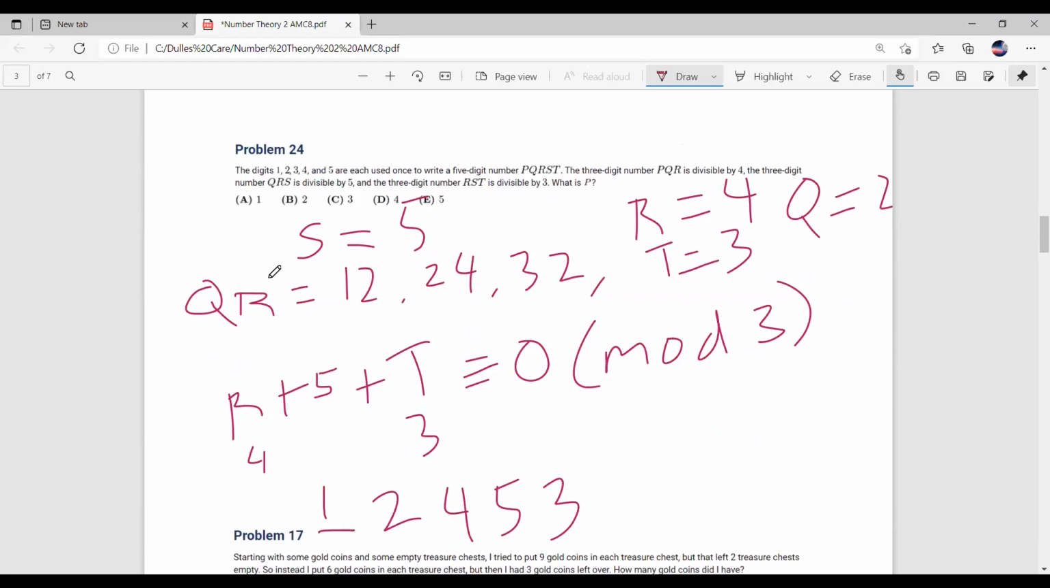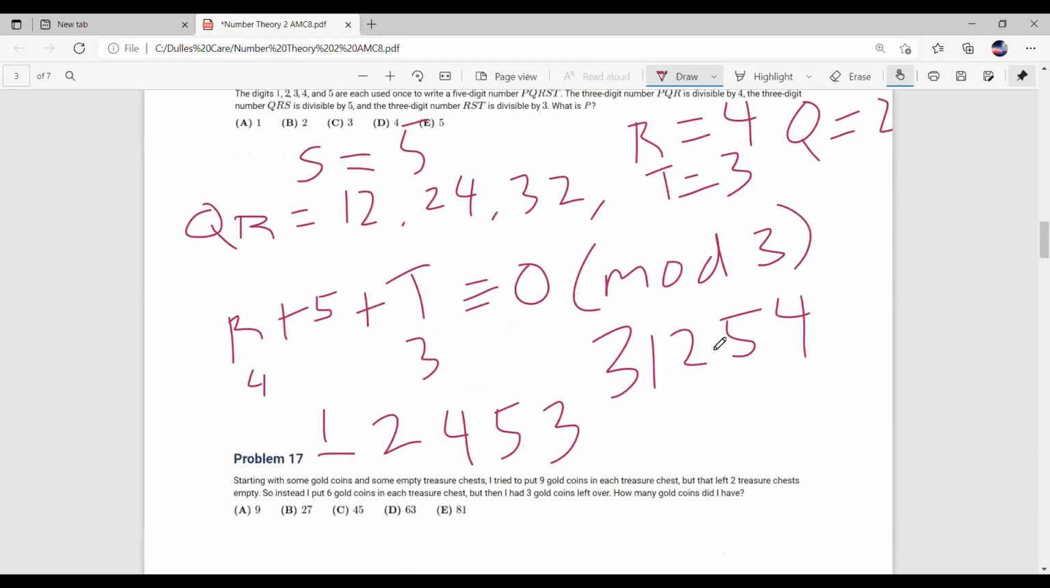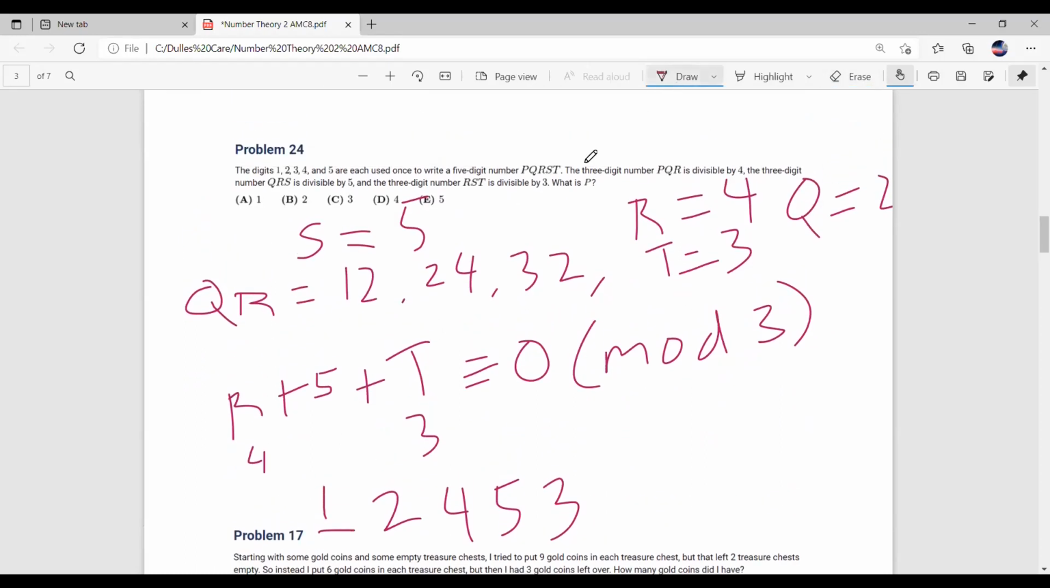Wait, but there are other answers. What do you mean by other answers? I don't know. How about 3, 1, 2, 5, 4? 3, 1, 2, 5. Oh, never mind. The RST isn't divisible by 3. Yeah, in that case, 2 plus 5 would give us 7, plus 4 is 11. Yeah. So then the number is 1, 2, 4, 5, 3.